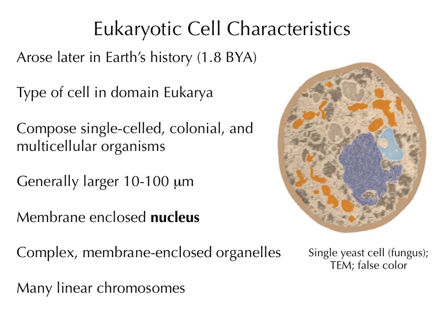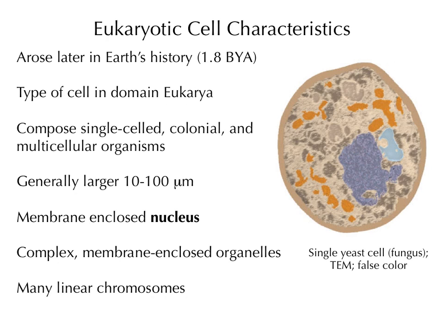Eukaryotic cells, to compare them, arose later in Earth's history. We don't see them till about 1.8 billion years ago. Here's an example of a yeast cell we're going to look at. Eukaryotic cells make up the organisms in the domain Eukarya. Eukarya has the plants, animals, fungi, and the protist group.